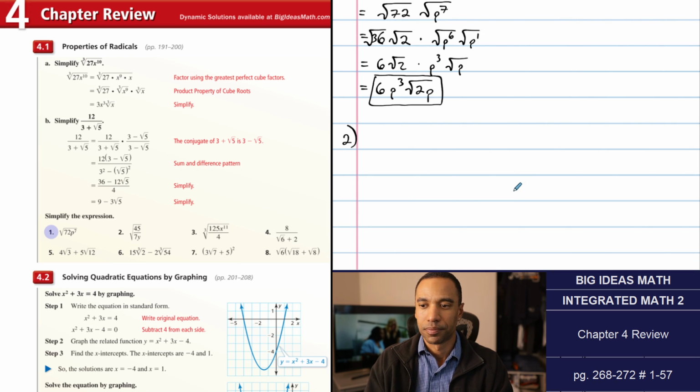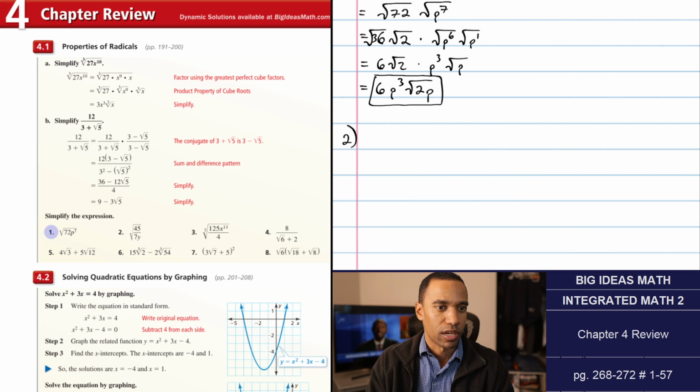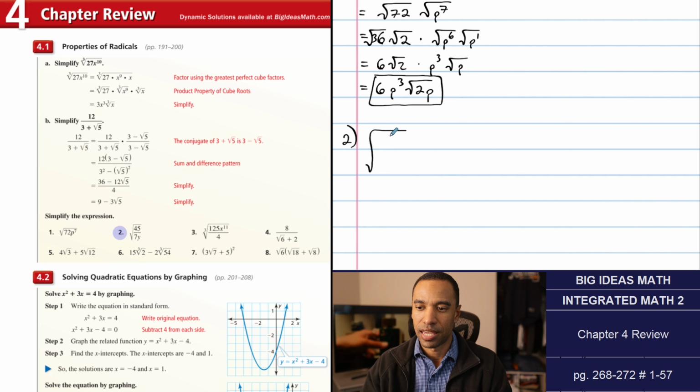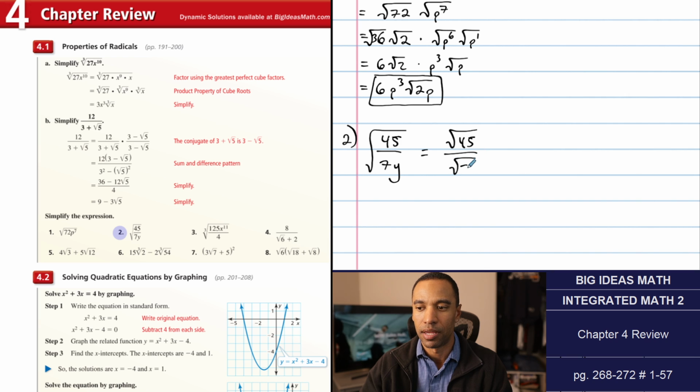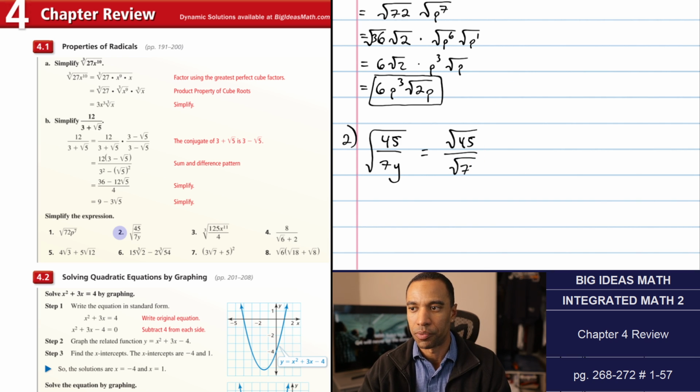Number 2, we have root 45 over root 7y. Now, this is unsimplified in 2 ways. Let's begin with the top, or at least the concept of what we have on this thing. You take the square root of both top and bottom in their own separate way, like so. You multiply top and bottom by that.